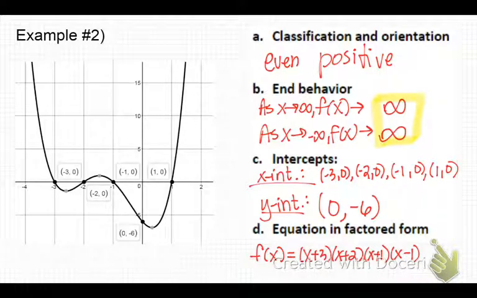Okay, ready for example 3? Can we do number 3? You guys awake today?